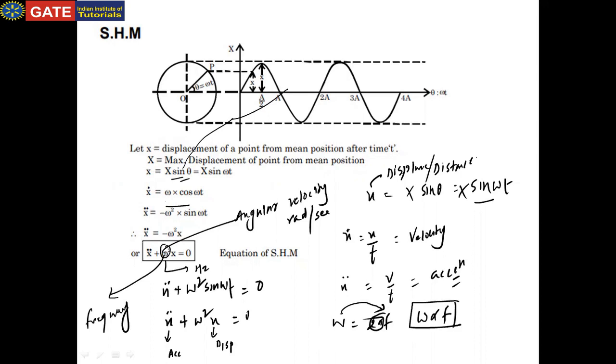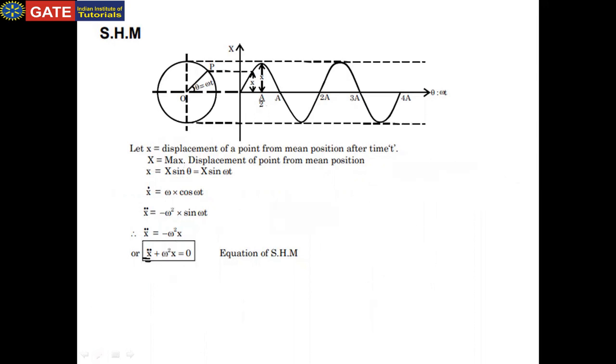So you have to check the unit. If the value is given in radian per second, then you say it is angular velocity. If the unit is given in hertz, then you say it is frequency. No need to reach any other conclusion; the unit will tell you. Now you understood the standard format of simple harmonic motion: x double dot plus ω² x is equal to 0. If it is free vibration, it will be 0. If it is forced vibration, you may get something on the right side. But for free vibration, this is the standard equation. Should I go for next? Yes, sir.